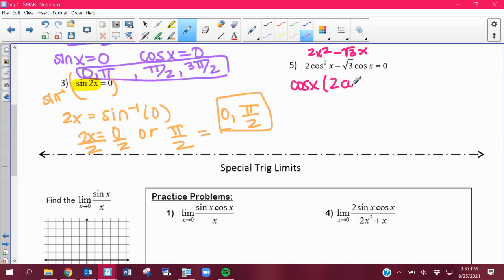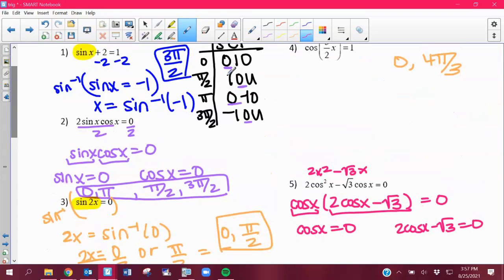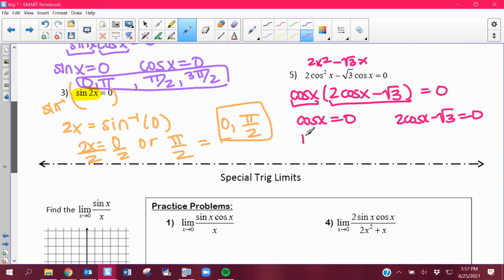That is a completely legitimate thing to do. I did not divide by a cosine. I just factored one out and I put it on the outside. Now it looks like this other problem where we said I have one factor and another factor. So in order for those things to be multiplied together and equal 0, one of them must be 0. So I set each of my factors equal to 0. And then I solve them. Okay, so this guy I'm looking for, where is cosine equal to 0? I'll use my OIO chart. Cosine's equal to 0 at pi over 2 and 3 pi over 2.